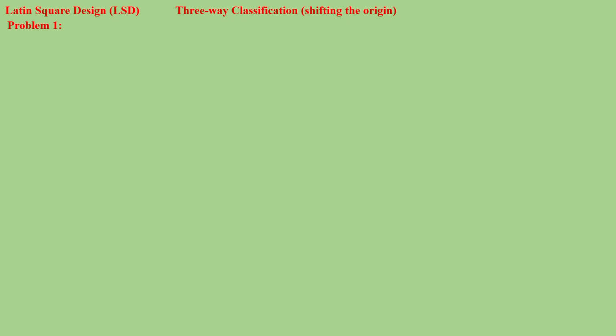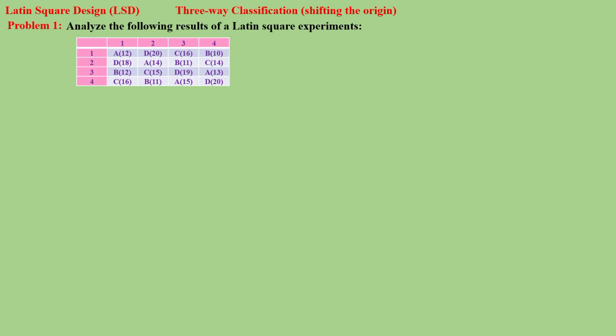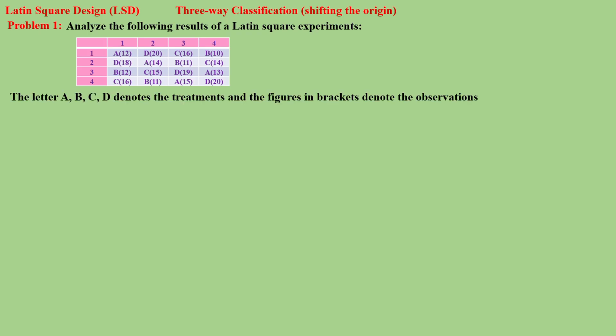Next, Latin square design, LSD, a three-way classification problem, with shifting the origin. Analyze the following results of the Latin square experiments. Given 4x4 data, the letters A, B, C, D denote the treatments and the figures in the brackets denote the observations. So the total number of items N is equal to 16.